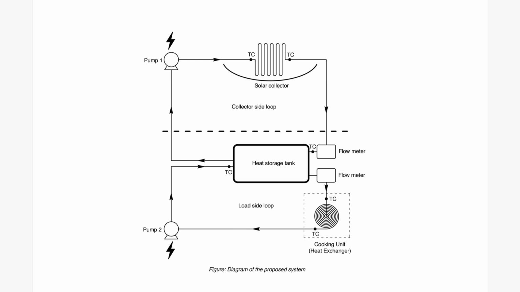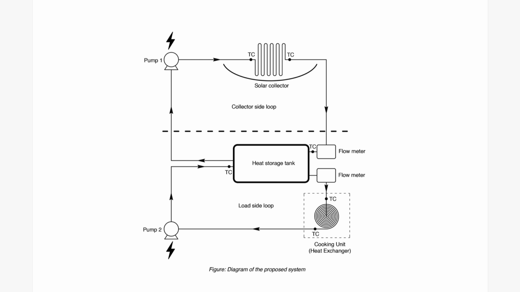So there are two loops. This is one loop, the collector side loop, and this is the load side loop. So what happens is there is this solar collector, a parabolic trough collector, which concentrates the sun's rays and heats up the vegetable oil, which is going in copper pipes. And the heated vegetable oil comes into a storage tank, which is an insulated tank.